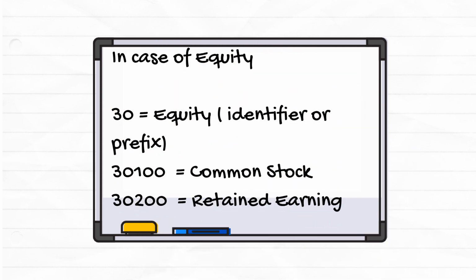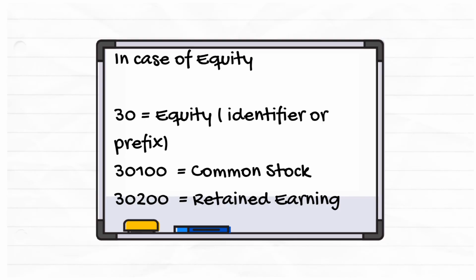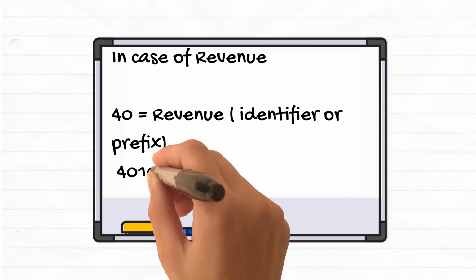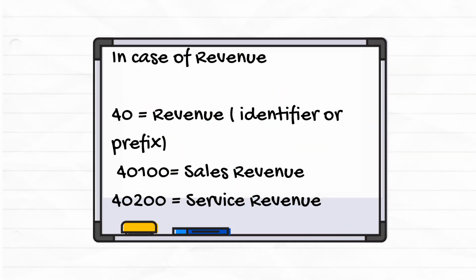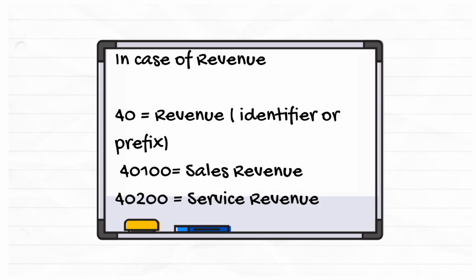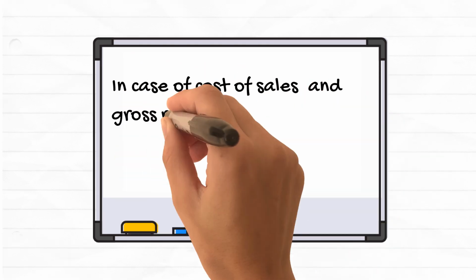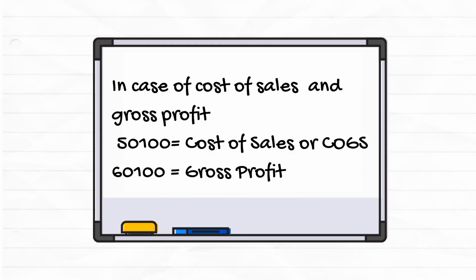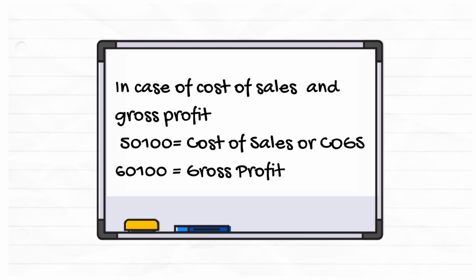In case of equity, 30 equals equity identifier or prefix, 30,100 equals common stock, 30,200 equals retained earnings. In case of revenue, 40 equals revenue identifier or prefix, 40,100 equals sales revenue, 40,200 equals service revenue. In case of cost of sales and gross profit, 50,100 equals cost of sales or COGS, 60,100 equals gross profit.